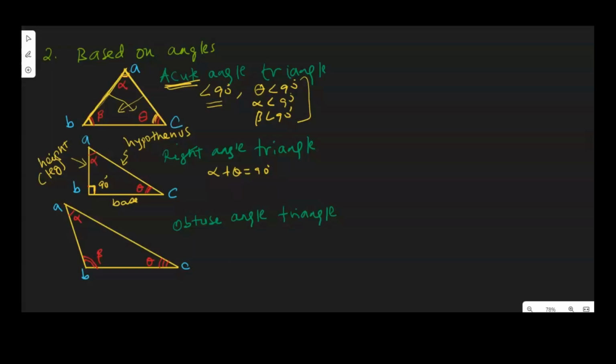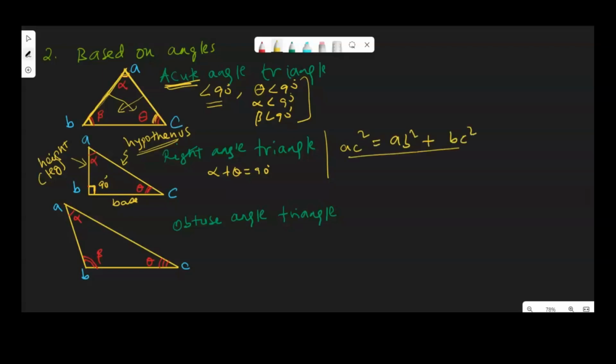The Pythagoras theorem can be applied only for a right angle triangle, which is side AC squared is equal to side AB squared plus side BC squared. So this rule only applies for a right angle triangle.